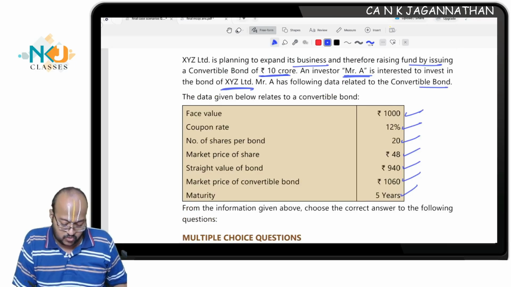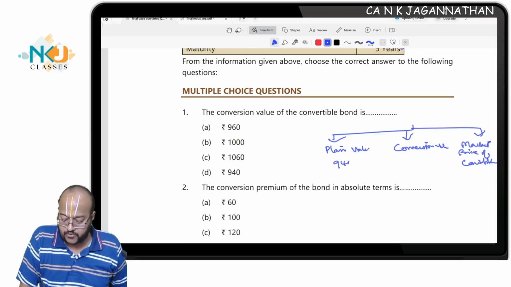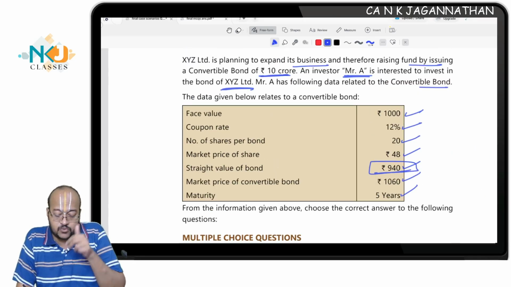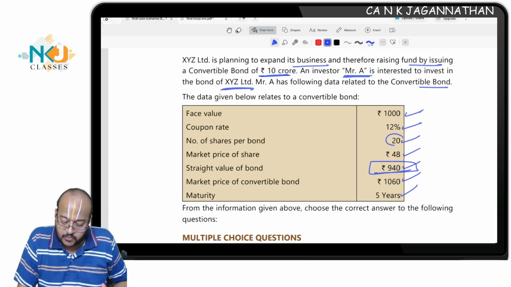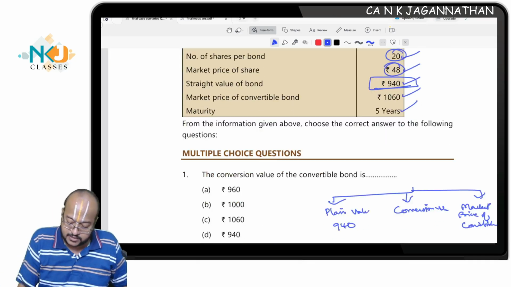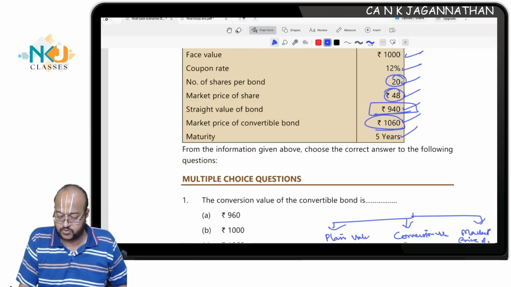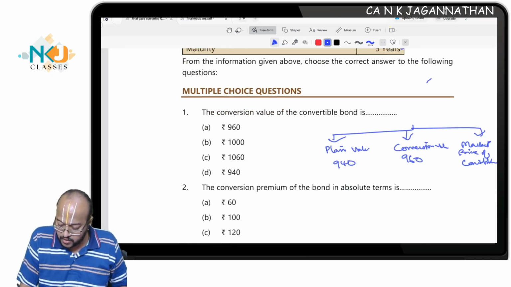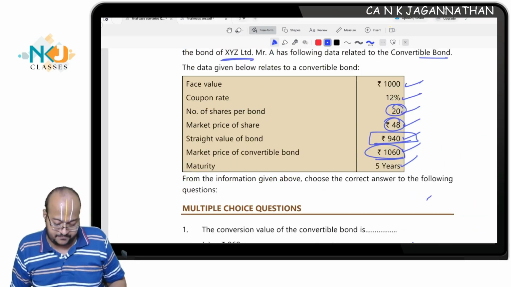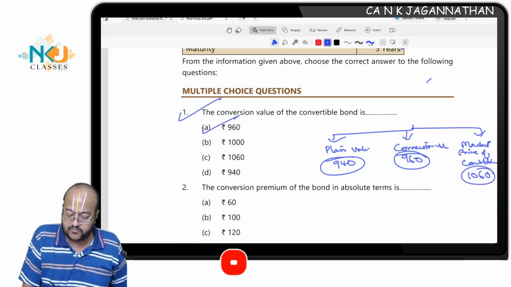Plain value of bond is given as what? Straight value of bond is the plain value of bond, 940. Here I have 940. Conversion value: how many shares will be given for each bond into the market price per share? 20 into 48? 48 into 22, 960. So 960 is the conversion value. Then market value of convertible bond is 1,060. So 3 prices you have. Now it will be very easy to segregate and solve. The conversion value of the convertible bond, straight away take it, 960 is the value.